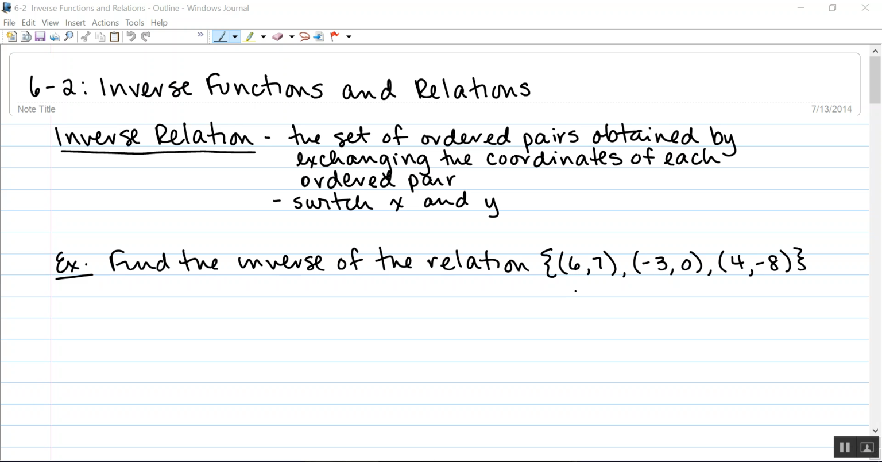Find the inverse of this relation, this set of ordered pairs. In order to do that, we basically just rewrite it and switch the x and y. So make sure you're using set notation. So instead of 6 comma 7, I'll have 7 comma 6. And instead of -3, 0, 0, -3. And instead of 4, -8, I'll have -8, 4. And that's the inverse of that relation.